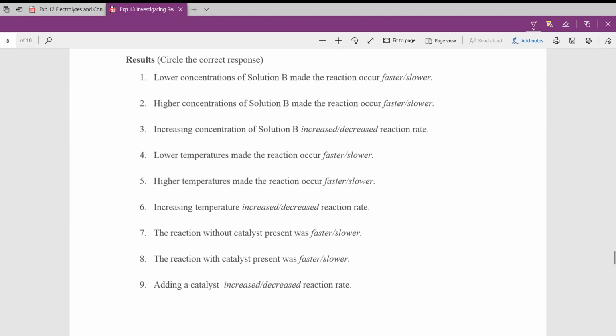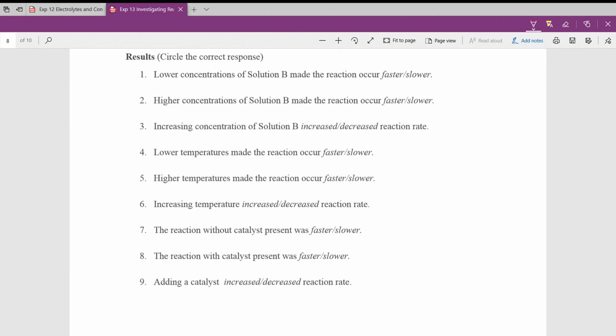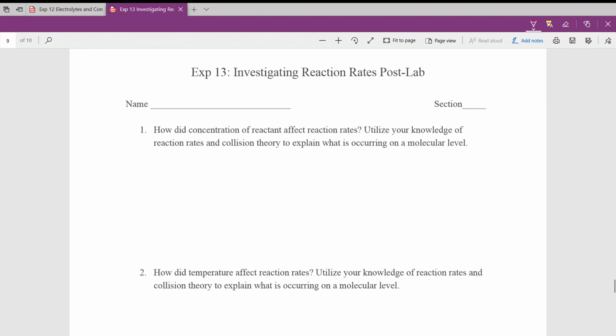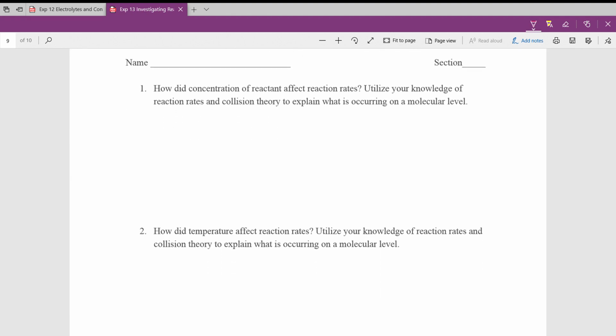Just some simple questions here. For instance, with lower concentration of solution B, does the reaction go faster or slower? Just circle one. It's not hard. If it's less time, it went faster. Okay, and then a couple post labs. How did concentration affect reaction rates?